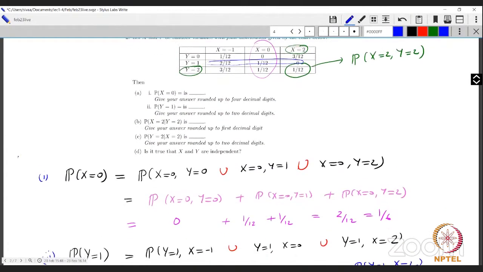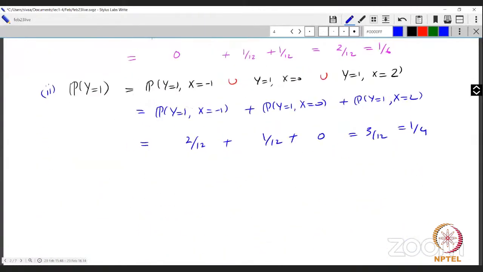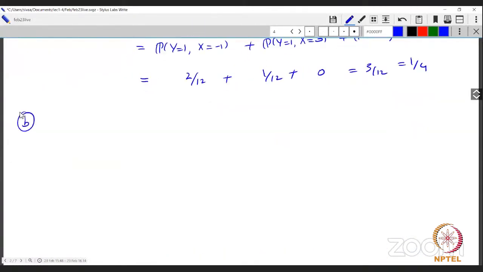How do you do part B now? Part B is asking for the conditional probability of x equal to 2 given y equal to 2. Right? So how do you do that? Can someone give a hint of how to do that problem? How do you find the probability x equal to 2 given y equal to 2? What's the first step you will do?